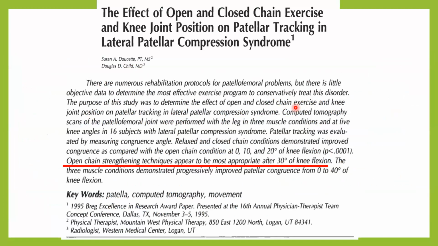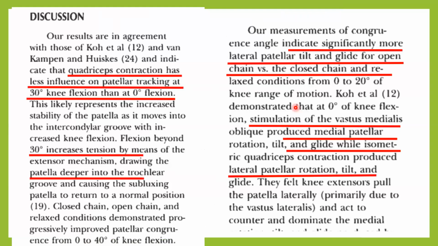So this is again a study on the knee joint position and the patellar tracking in lateral patellar compression. It is to see in the open chain strengthening exercises, which appear to be more appropriate for the joint knee range below 30 degrees. So if you're looking at patients to improve strength, and this is again commonly seen with patients with pain at that 20 to 30 degree angle, we try and work only at the angle below 30 degrees.